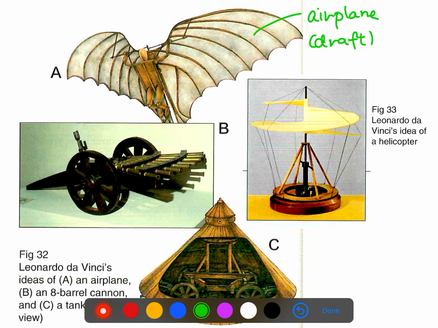Okay, for B is an X-barrel cannon. 炮艦. Okay, so you can see they put lots of holes here to put those bombs, 呢啲炮啦，嗰啲炸彈啦, to attack their enemies. Okay, for C is a tank. Okay, tank. It's also used to attack the enemies.